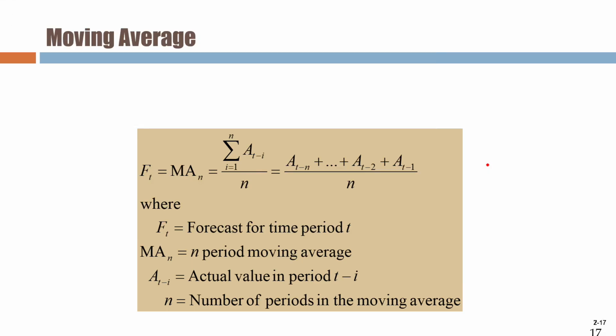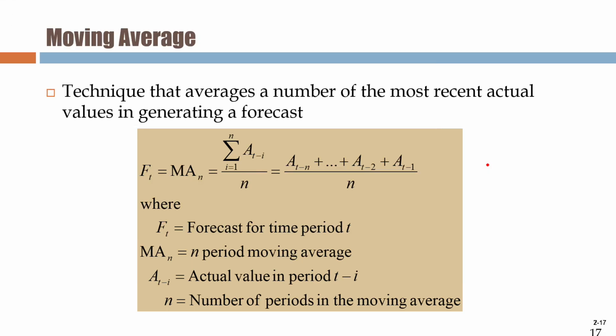So let's take a look at the moving average here. The moving average depends on the span, how long you're going to make the moving average, but you simply calculate the average and then use that average as the forecast. For an n period moving average, you have to decide what n is, and then you just take the past n actual numbers and calculate the average.